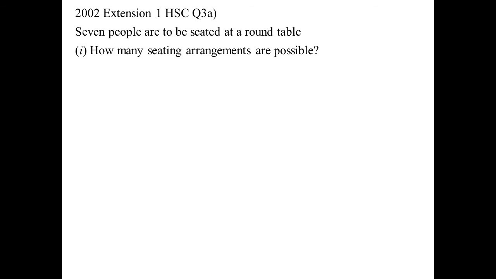All right, HSC question. 7 people around the table. They start off with the basic question, I guess. How many arrangements are possible? Well, 7 people. We're putting them around the table. So that would be 6 factorial.